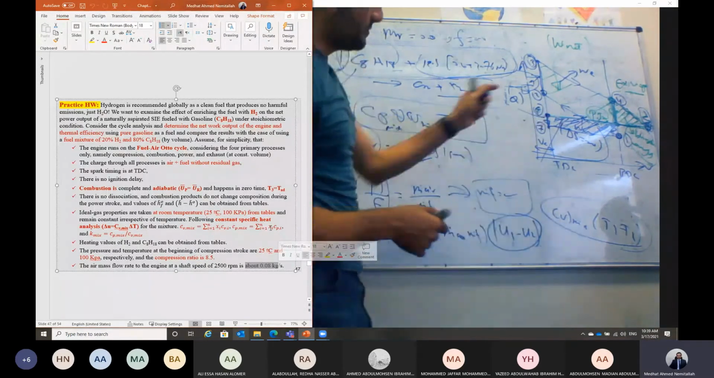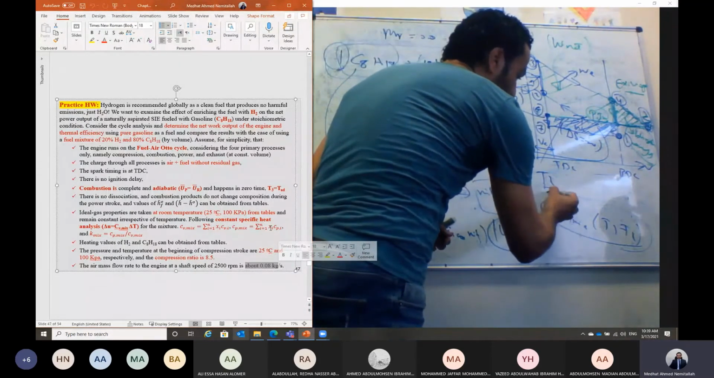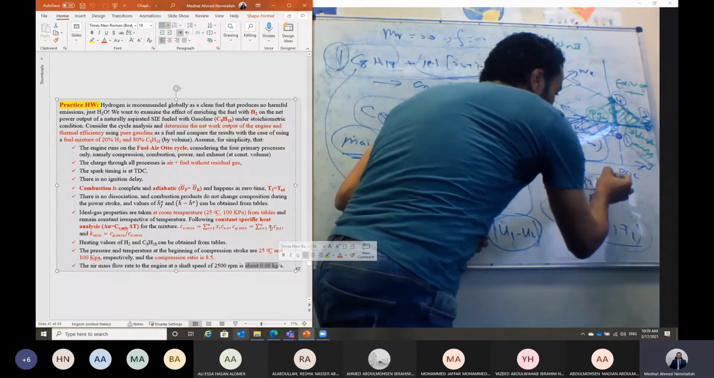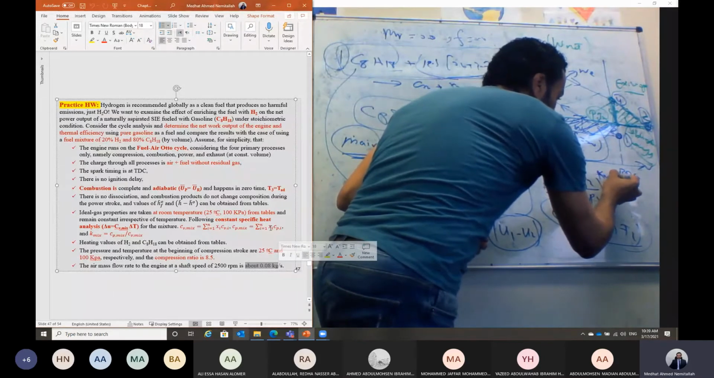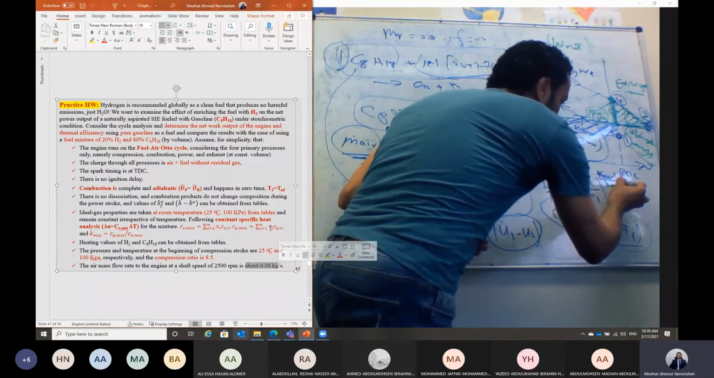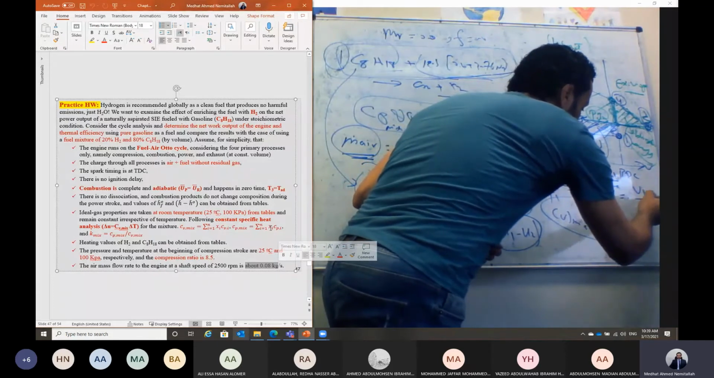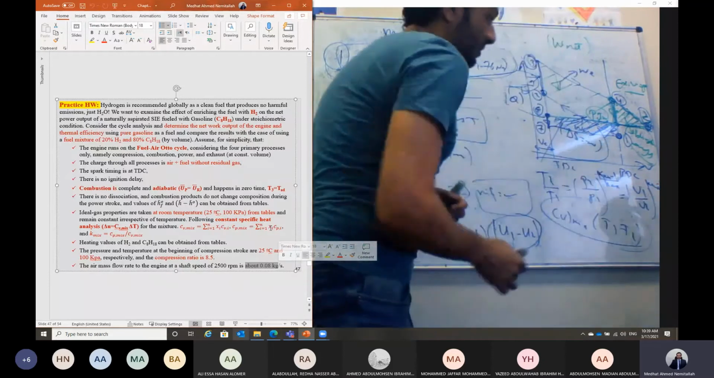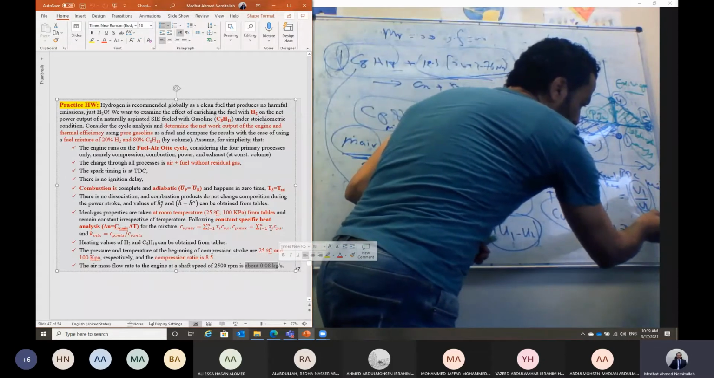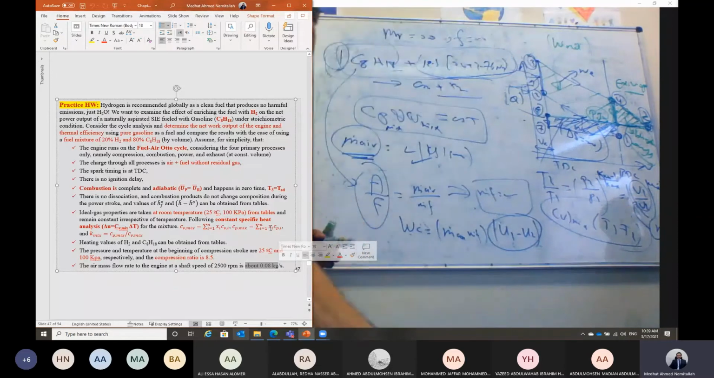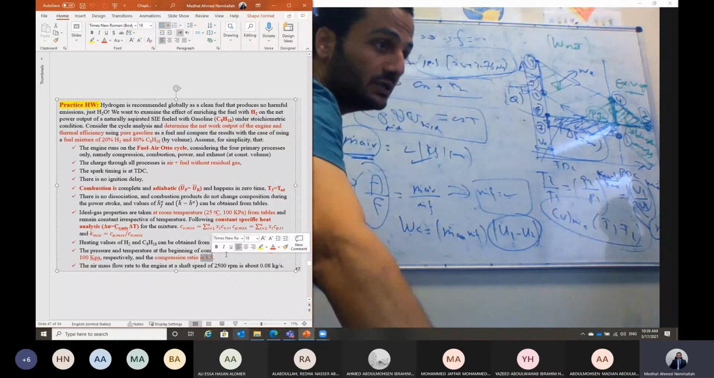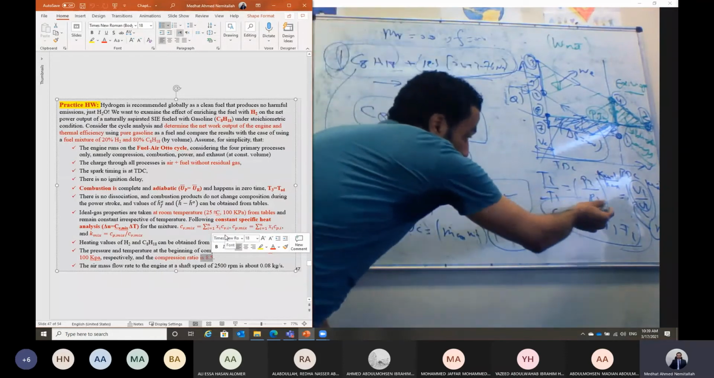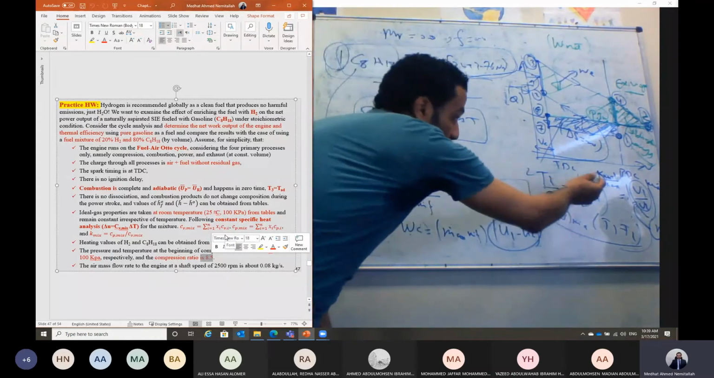Also for this compression process from 1 to 2, how can we calculate the temperature? This is isentropic, so T2 over T1 will equal P2 over P1 to the power (k of the mixture minus 1) divided by k of the mixture. That should be the same as V1 over V2 to the power k of the mixture minus 1. V1 over V2 is equal to the compression ratio r, which is given here. The compression ratio for this gasoline engine is 8.5. I'm giving you P1 and T1, then you can calculate T2 and P2.